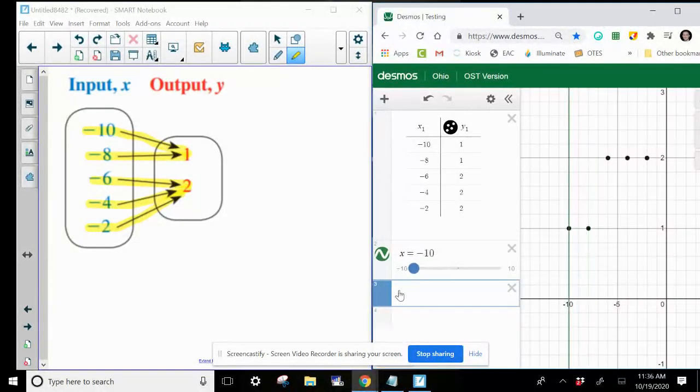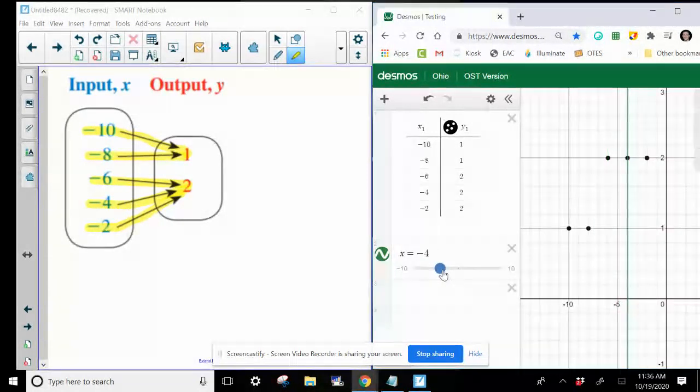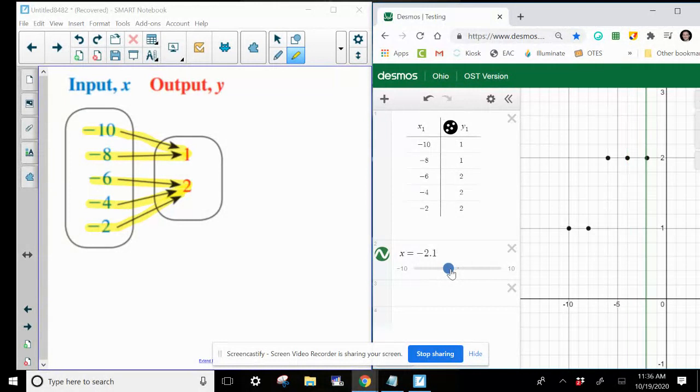So if we start over here with -10, 1, there's only 1 point on that vertical line, so we're good. All right. We come over here, there's only 1 point. Only 1 point here, only 1 point here, and only 1 point here. So of all these ordered pairs, there is never a time where my vertical line, for my vertical line test, is touched by more than 1 point at one time.